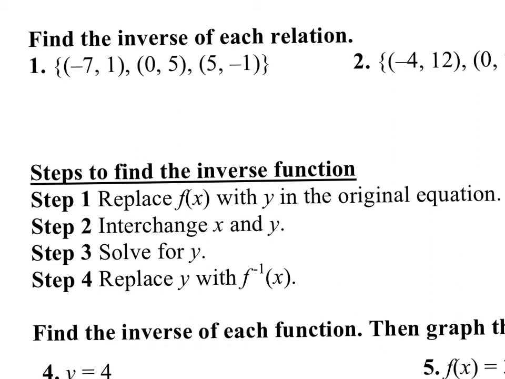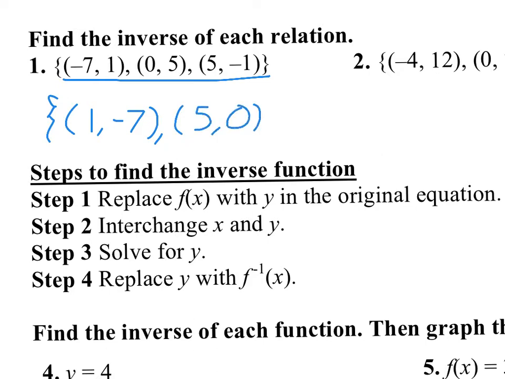6.2 is about finding inverses. So when you're given coordinates, it's pretty easy to find the inverse. All you do is take every xy coordinate and x and y trade places. So -7, 1 is going to become 1, -7. 0, 5 is just going to become 5, 0. 5, -1 becomes -1, 5. So all you do is make x and y trade places.